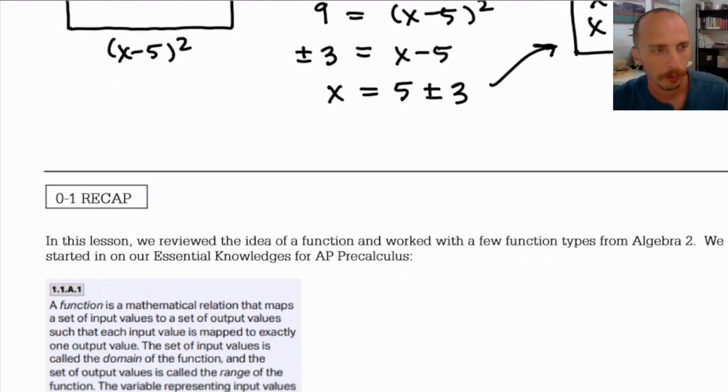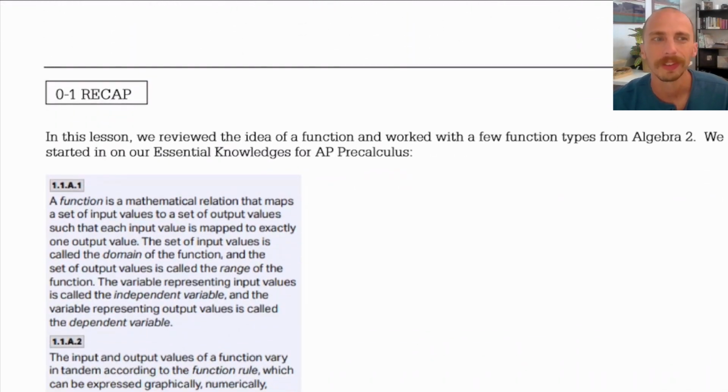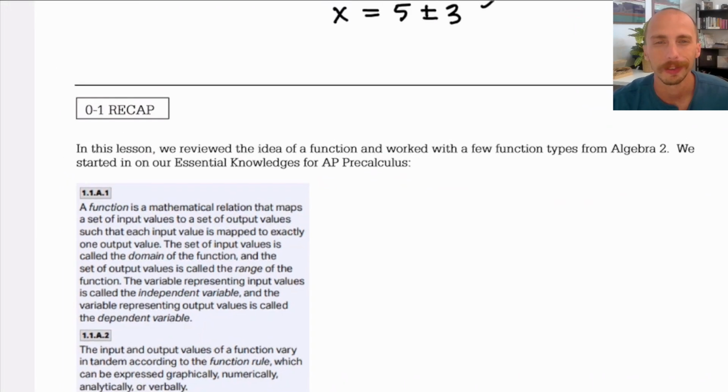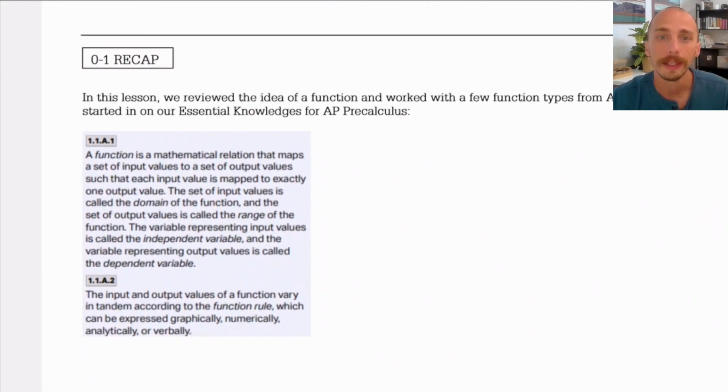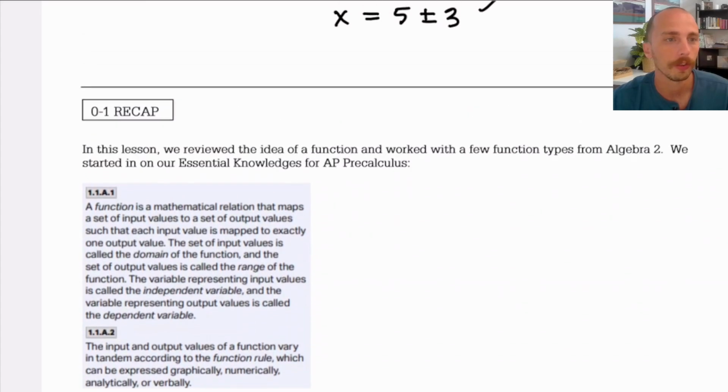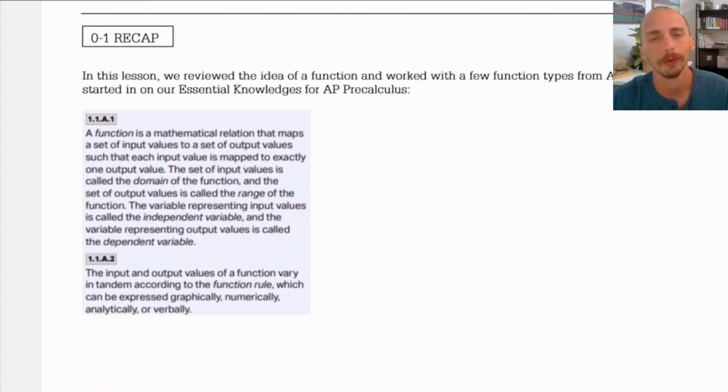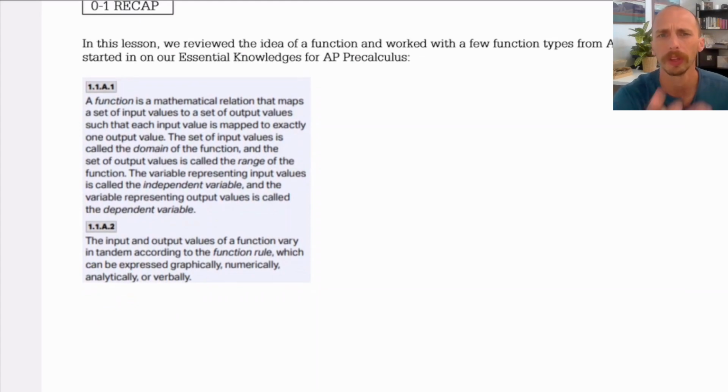So to recap what we did today, we really just reviewed the idea of a function and toyed around with some concepts from Algebra 2. And we did start in on our essential knowledges for AP Precalculus, and I will try to, as much as possible, bring those in when we're hitting them in the notes, just so you know that from the AP Precalculus course description, we are doing exactly what they say. So you can have faith.